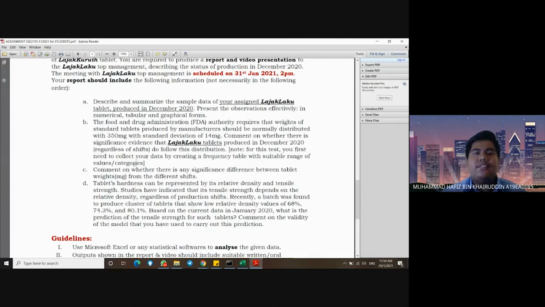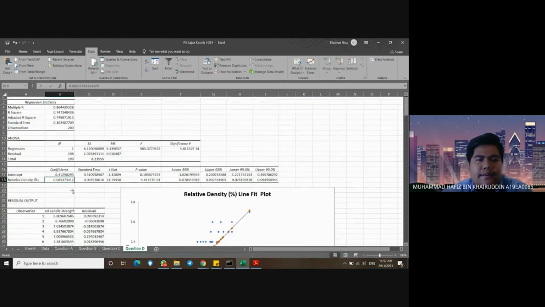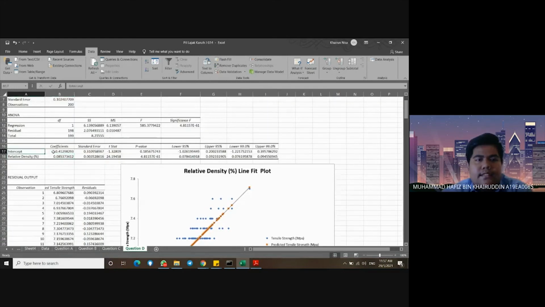The question asks to predict the tensile strength for this pin. They give values at 68%, 74.3%, and 80.1%. So we do simple linear regression to get the summary. From that, we get this table with alpha cap and beta cap. The intercept is alpha cap and the relative density in percent is the beta cap, which is the gradient.